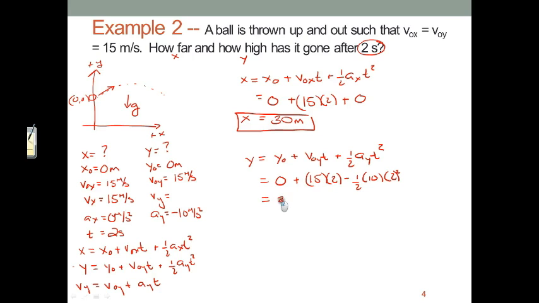15 times 2 is 30. 2 squared is 4. 4 times 10 is 40. 40 divided by 2 is 20. If you can't do that in your head like that, feel free to just plug it in a calculator. So 30 minus 20 is 10 meters.